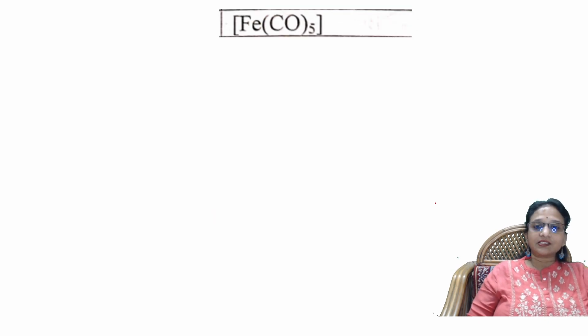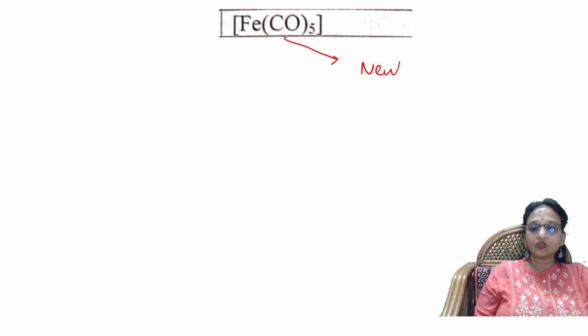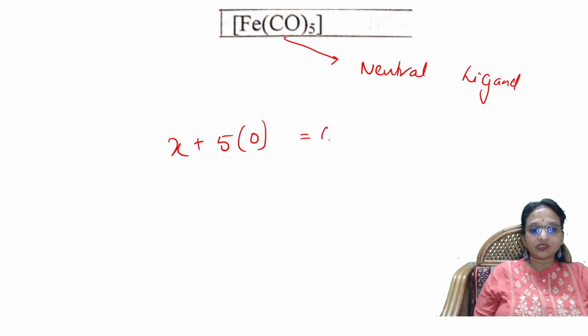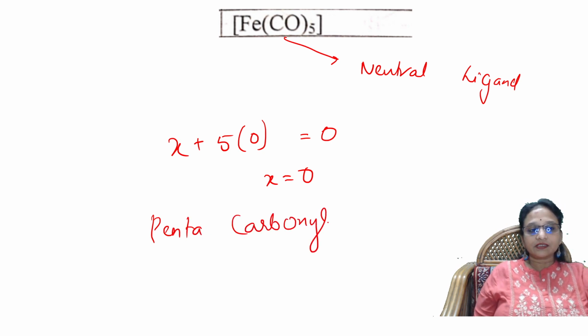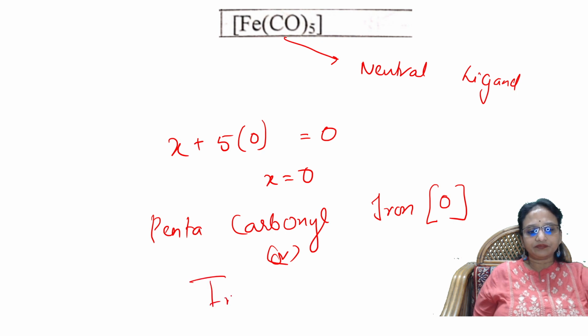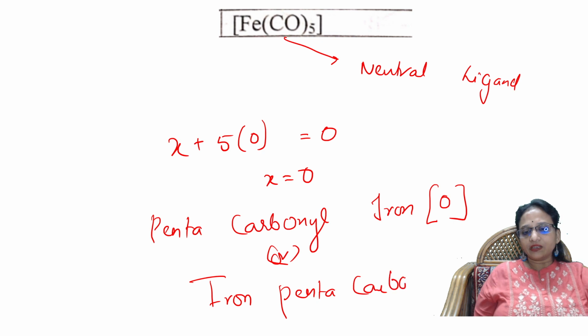Yes. Now let us see one more. Right, this is which ligand? Neutral ligand. Correct. I'm giving all the combinations, so please check it. Neutral ligand. Name it. X plus 5 into 0 is equal to 0. X is equal to 0. Name it. Pentacarbonyl. Yes. Iron 0. It is a 0 complex. Or you can write it as iron pentacarbonyl, iron 0. Right, like this.